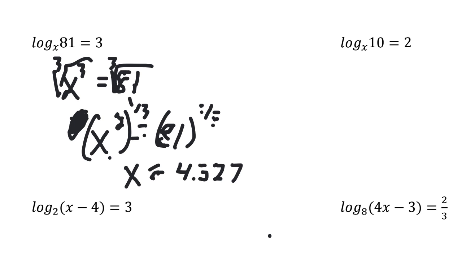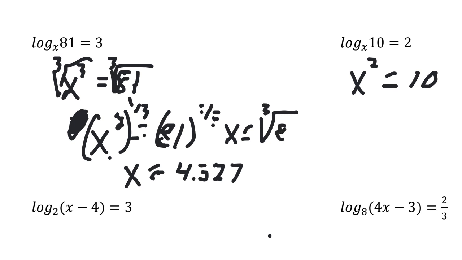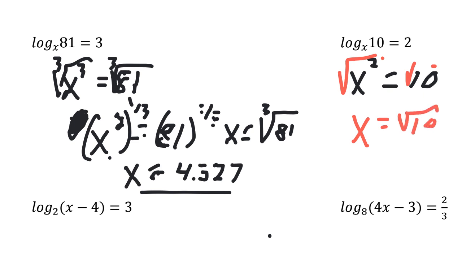Over here, x squared equals 10. So, again, like up here, you could have left it x equals the cube root of 81. Probably how I'd leave it. If it wants a rounded answer, you can do that. On this side, it's squared, so we take the square root of both sides. x is going to equal the square root of 10. And again, we could round that off.